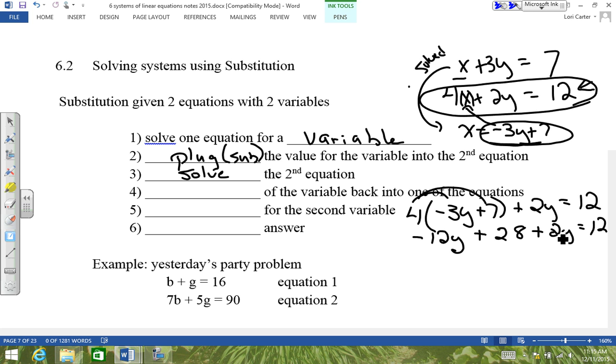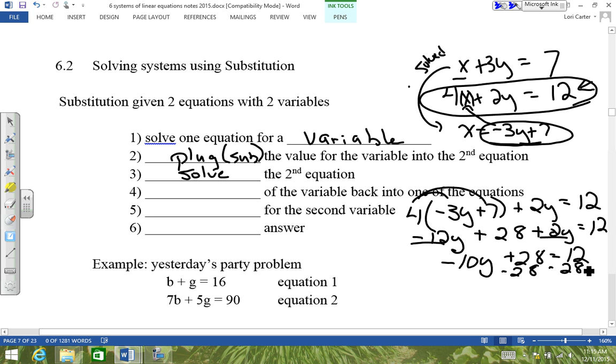But for some reason, because there's a 28 in here, you guys keep subtracting 2y. Am I going across an equal sign? No, I am not moving him. I am combining him, right? So since I'm combining, this is just negative 10y plus 28 equals 12. Now what? Subtract 28.